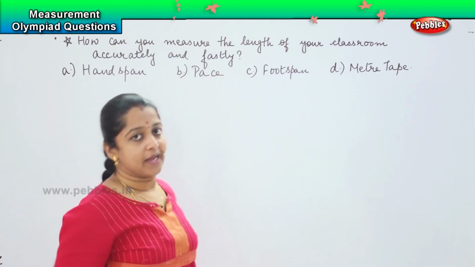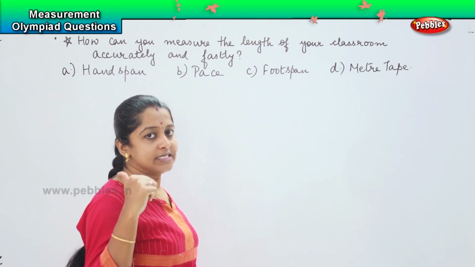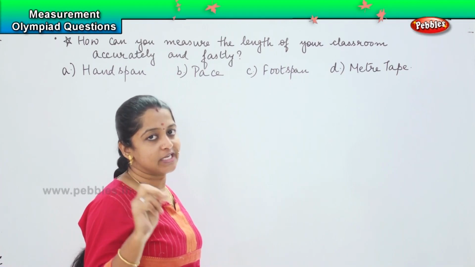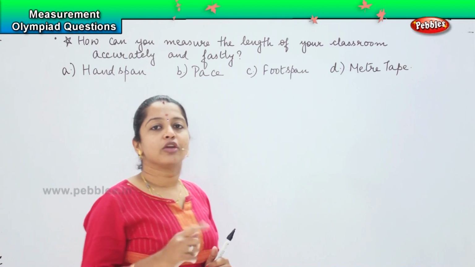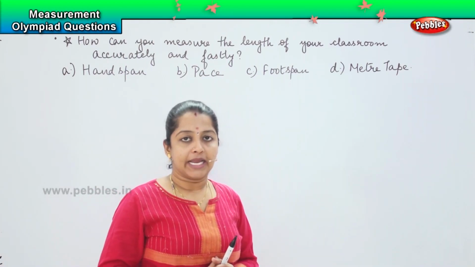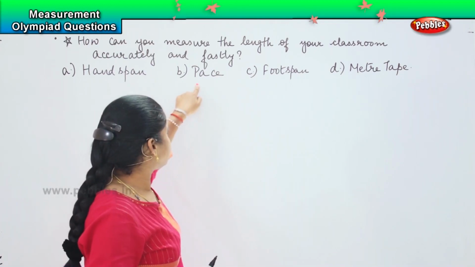So, what is a hand span? It is the distance which we measure with our palms, with the fingers, starting from your thumb and ending with your index finger. So, this will definitely take more time because the length of the classroom is a higher coverage, right? So, option A is ruled out.